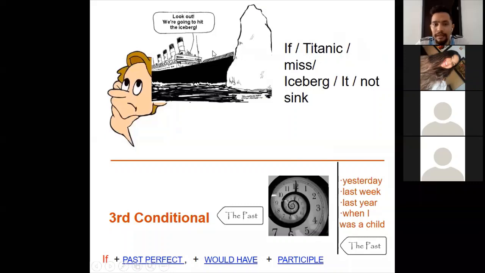This is another exercise. Take a look. Look out. We are going to hit the iceberg. Now this is the Titanic. So if Titanic miss iceberg, it not sink. Now, what is sink? ¿Recuerdan qué le pasó al Titanic, chicos? ¿Qué le pasó al Titanic? Se hundió. Yes, so that's the meaning of the word sink. Hundirse, sink. All right, so please do this. I mean, put it in conditional type 3, please.